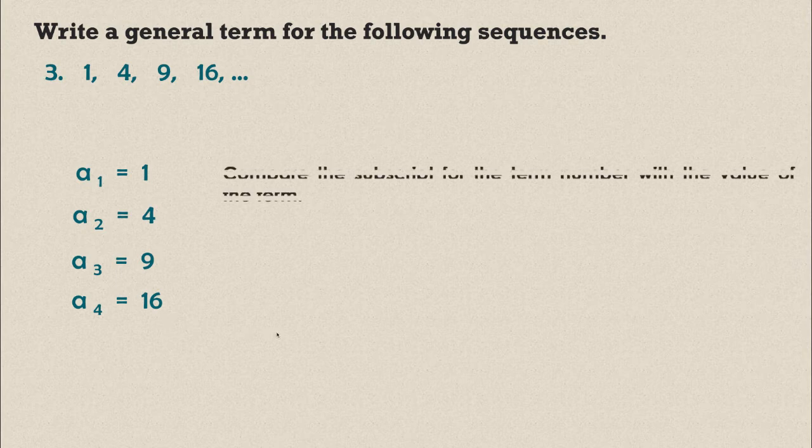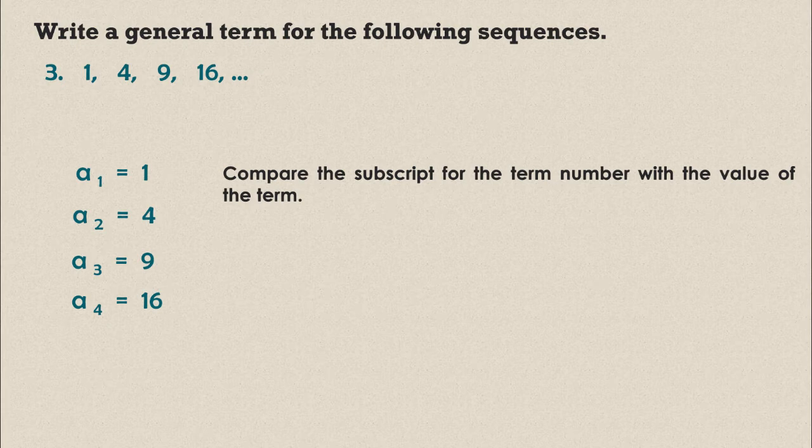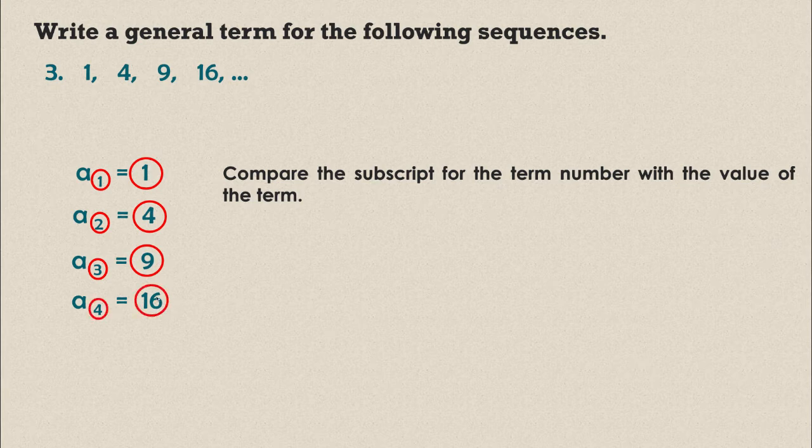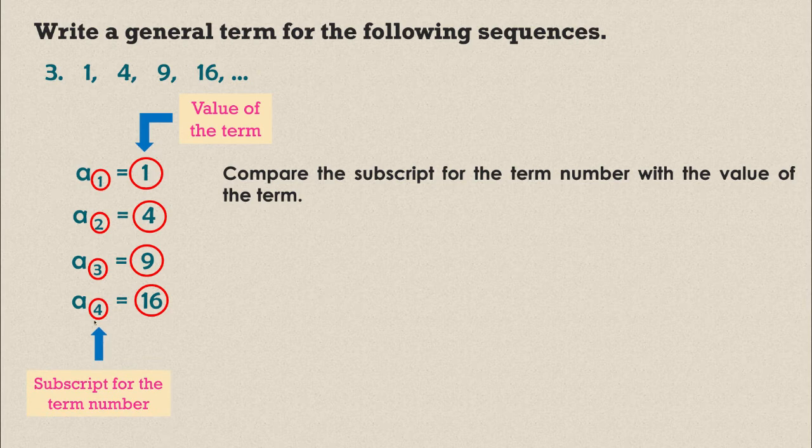Okay. Now again, to find the general term, let's try comparing again the subscript for the term number with the value of the term. So let's compare. If the subscript is 1, the value of the term is 1. If the subscript is 2, the value is 4. If the subscript is 3, the value is 9. If the subscript is 4, the value of the term is 16. Again, these are the values of the term. These are the subscripts for the term numbers.